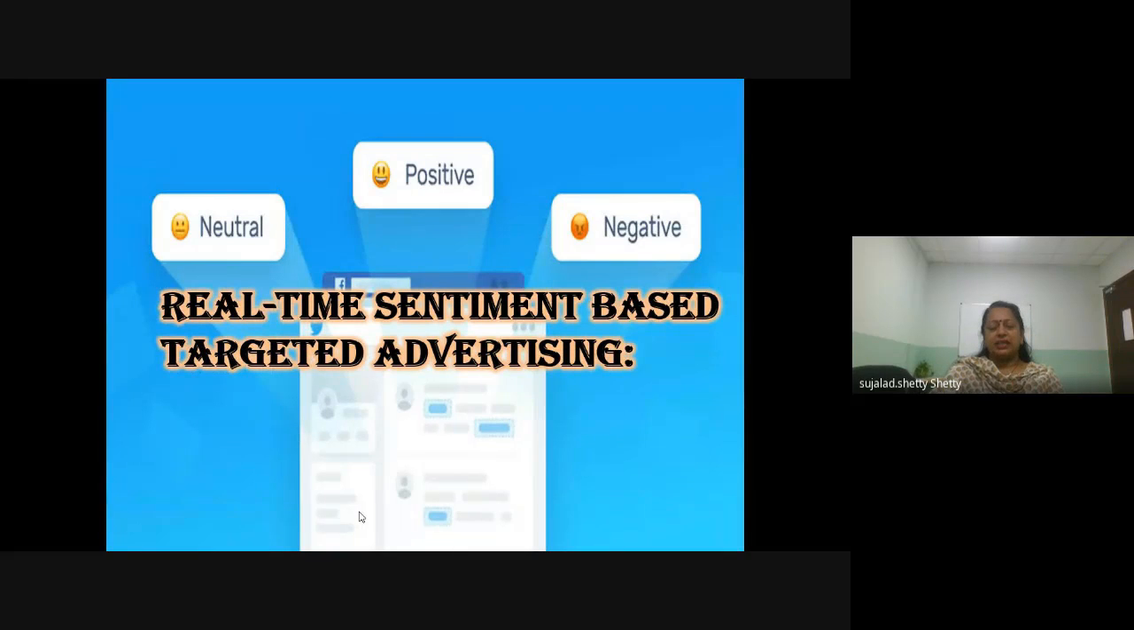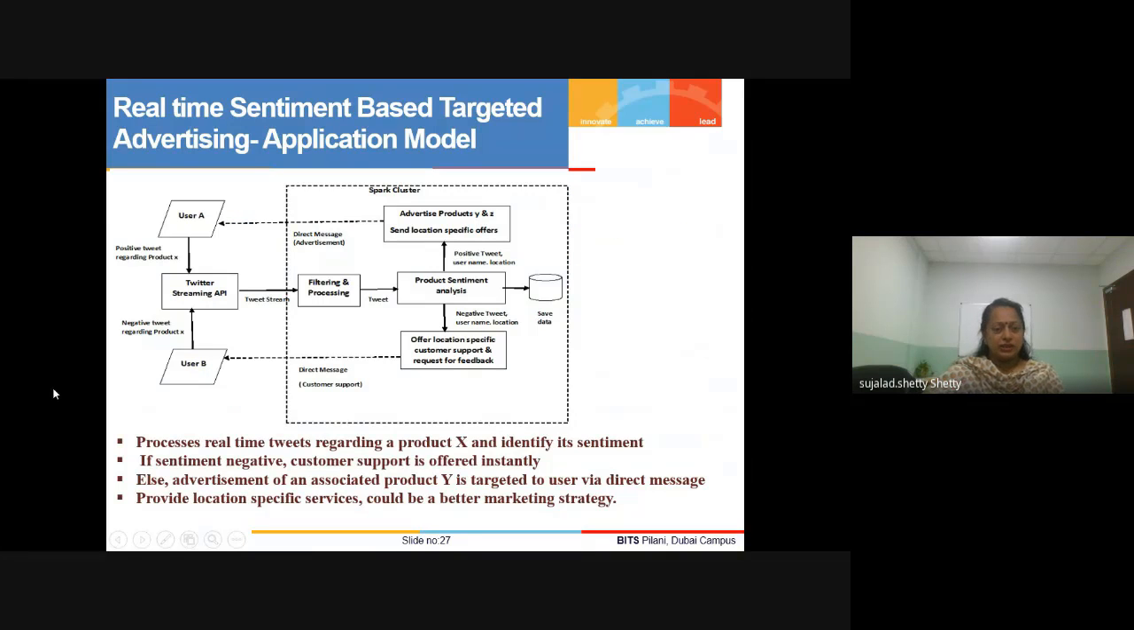The next application built using Spark APIs was real-time sentiment analysis and targeted advertising. Again, we were collecting feeds from different people using this product through the Twitter streaming API. All these tweets are collected, filtered, and pre-processed. In many cases you need information only about a certain product, say Samsung has released a new phone or Apple has released a new product, and we want to get the sentiment of the people.